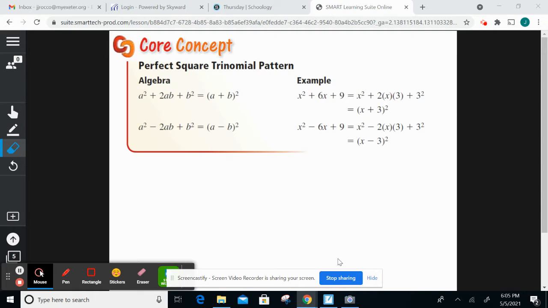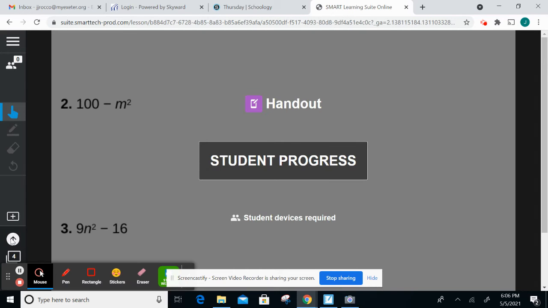The rule is very similar to the one we did before. It's a little harder to identify. It's called a perfect square trinomial. Okay, so now if you remember from these examples, these are pretty easy to identify.